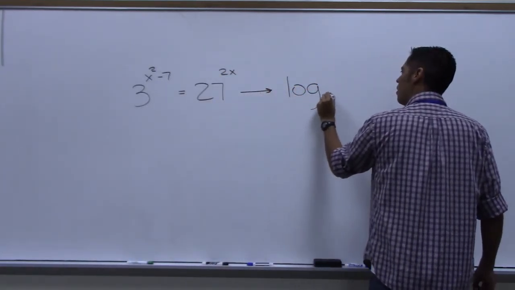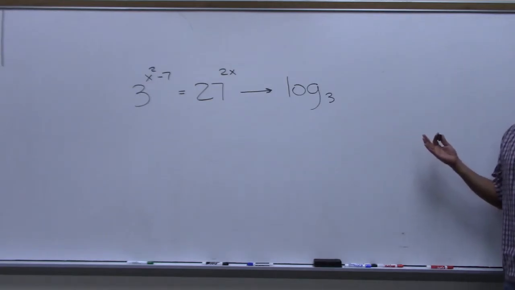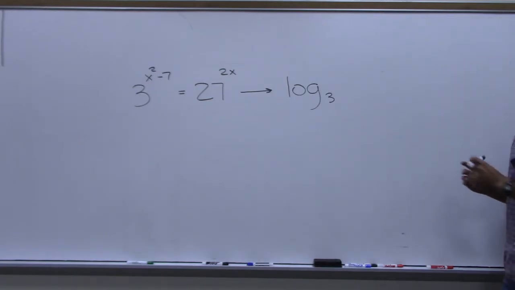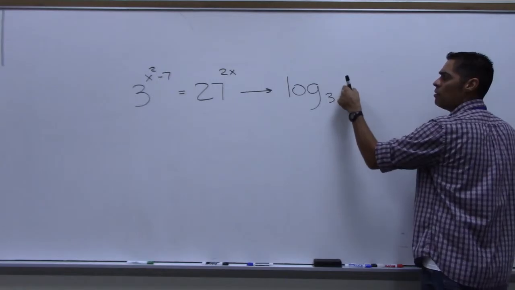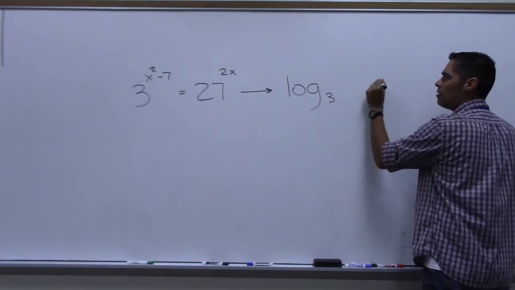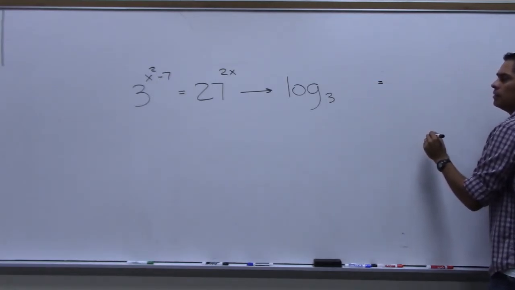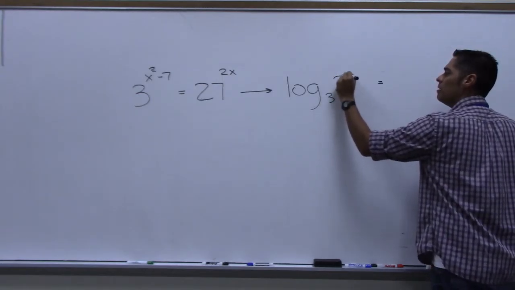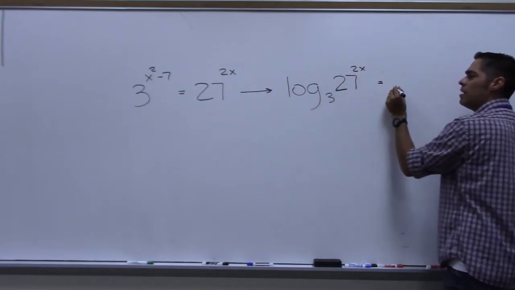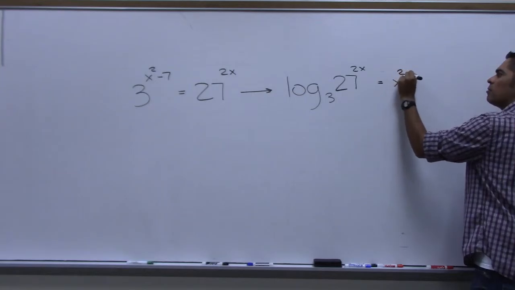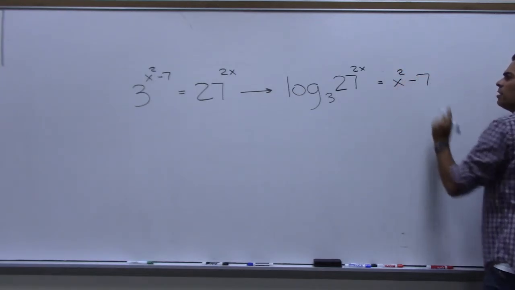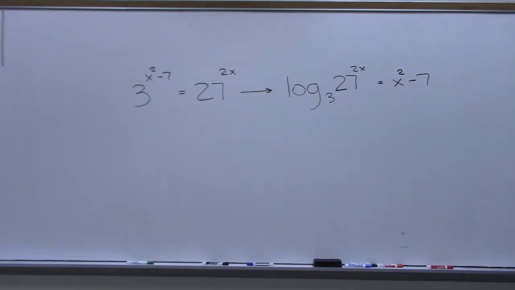Let's see. This is more of we're thinking. Could I do this? Log base 3? Is that okay? This would be the most simple, the 27, so we'll break it down. So what goes in here? What goes in the other side? 27 to the 2x, and then over here would be what? X squared minus 7. Do you all agree that that would be the log form of that? Yeah?